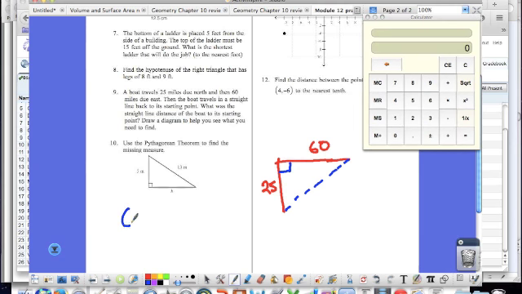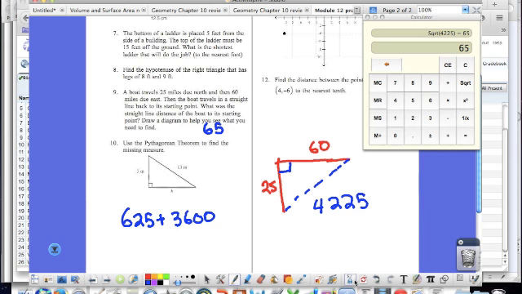What is 25 squared? 625. What is 60 squared? 3600. So 3,600 plus 625 is 4,225. Then you have to do the square root, which is 65. Okay?